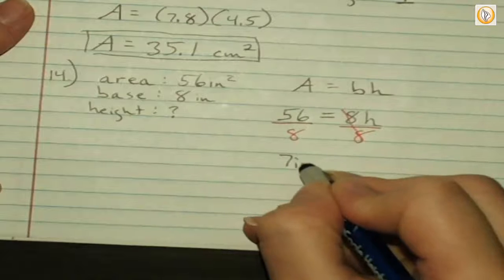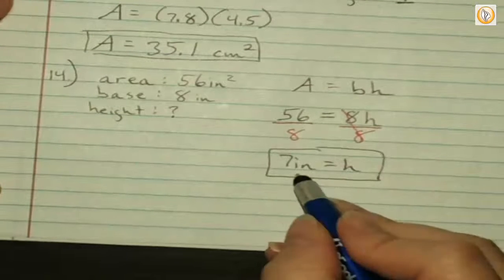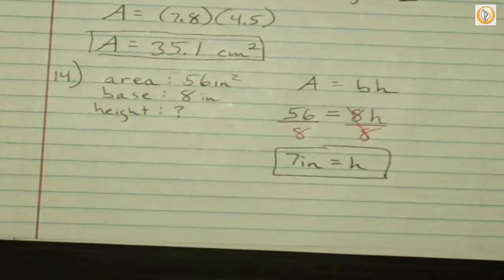So it's going to be 7 inches equals height. We don't square it because it's not area. Any questions? I'm going to be setting y'all free pretty soon, so if you don't understand, you better ask questions now.